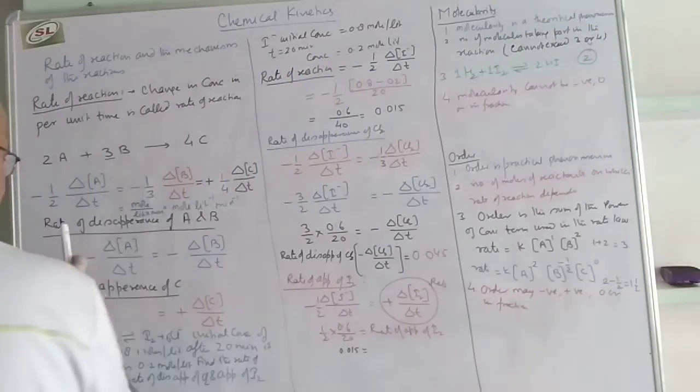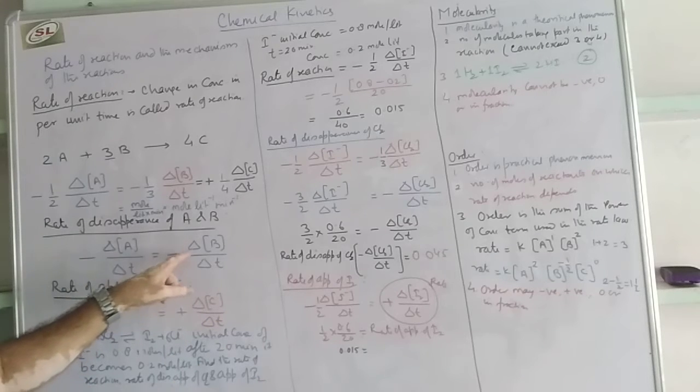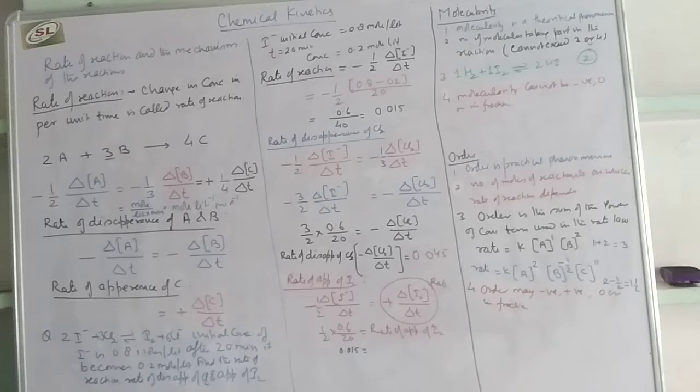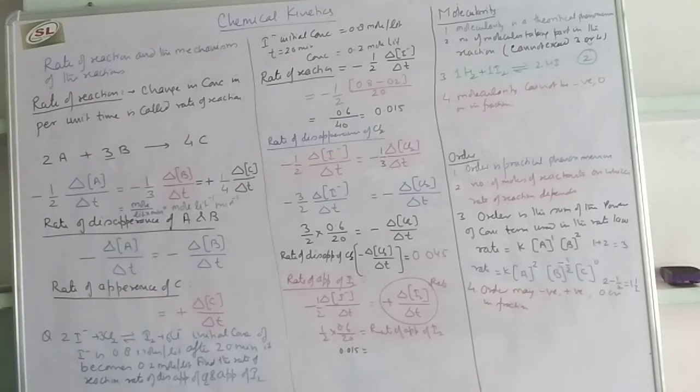Here, if we want to represent the rate of disappearance of A and B, that means we are showing the total change, then we will not use stoichiometry. Minus delta A by delta T is the total change in the concentration of A, and similarly for B. So without stoichiometry, it will be disappearance. In exactly the same way for appearance, we are not using stoichiometry. This total change in concentration of C represents the rate of appearance of C.